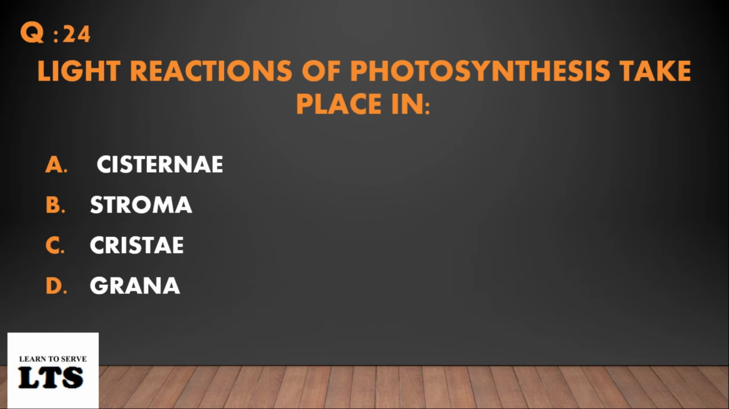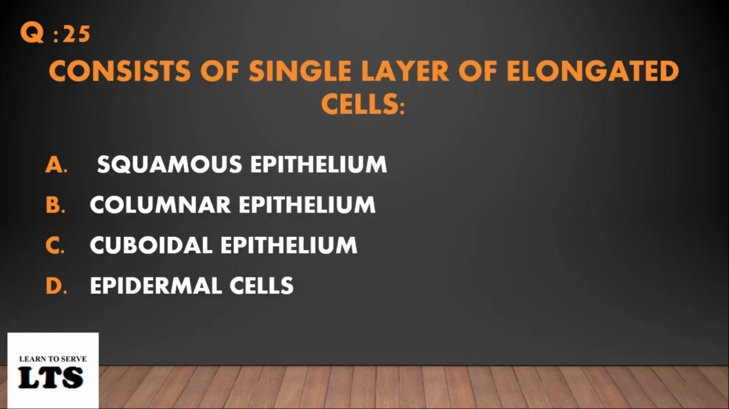The next one: the light reaction of photosynthesis takes place in option A, cristae; option B, stroma; option C, cristae; option D, grana. The answer is option D, grana.